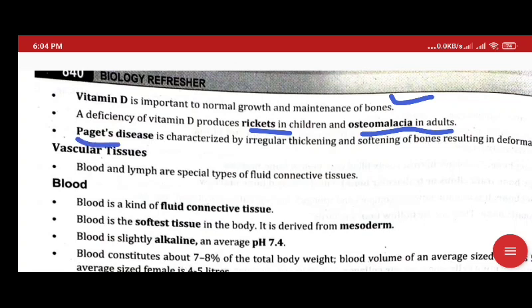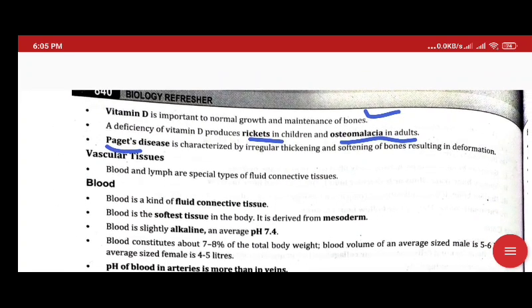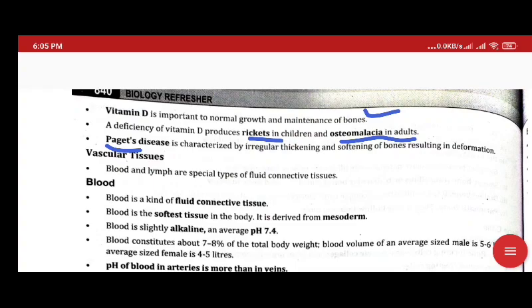We studied before that Paget's disease is due to irregular thickness of bone, meaning flat and thickened. That is called deforming bone, Paget's disease.